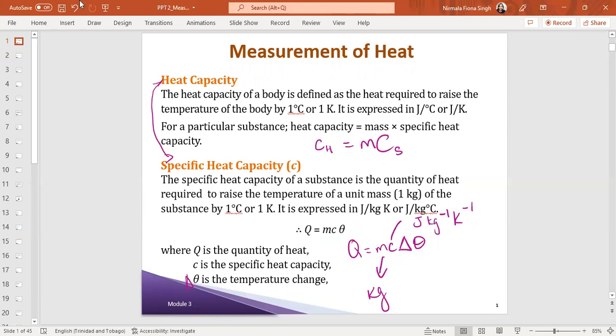Just repeat the question, please. Do you want me to go through why the change in temperature could be in Kelvin or in degrees Celsius? I think I'm okay with it. All right. You okay with that? Shaniqua, Jayan, you okay? Yes, miss. All right, okay, good. Let's move on.